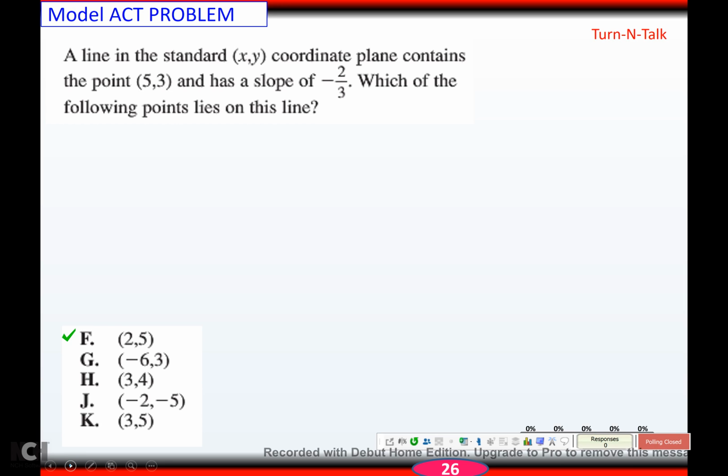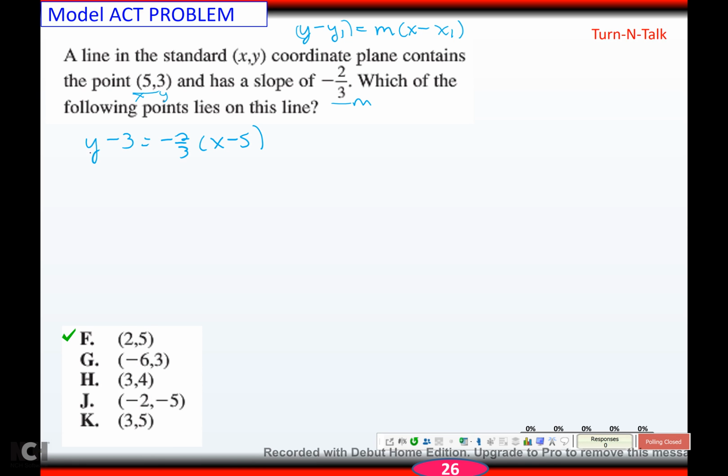Alright, a line in the standard xy coordinate plane contains the point 5,3 and has a slope of negative 2/3. Which of the following points lies on the line? Well, if you remember our point slope form, y minus y1 equals m parentheses x minus x1. If we plug in a point and a slope, plug that in for x, that in for y, and that in for m, then I would have y minus 3 equals negative 2/3 times x minus 5. Then you can test your points.